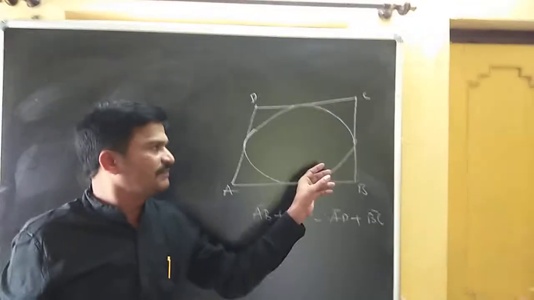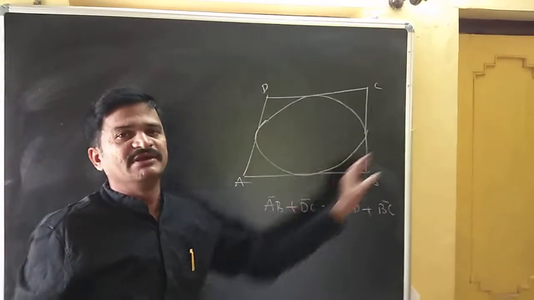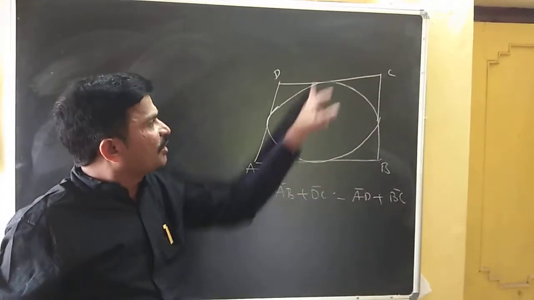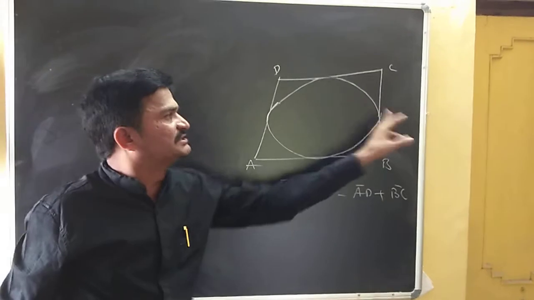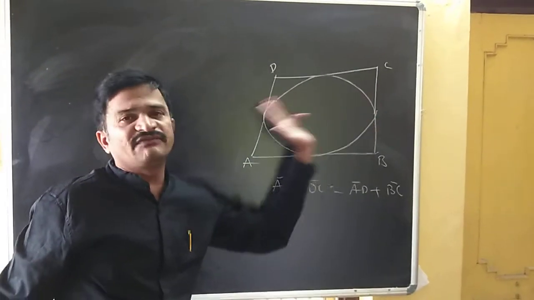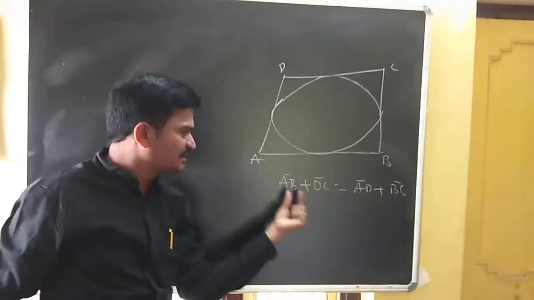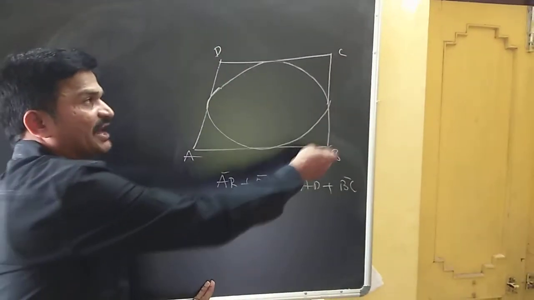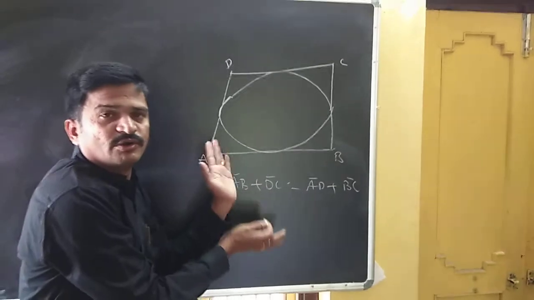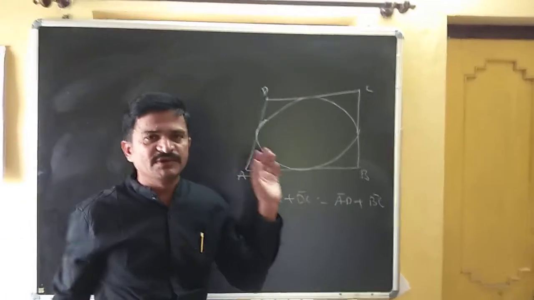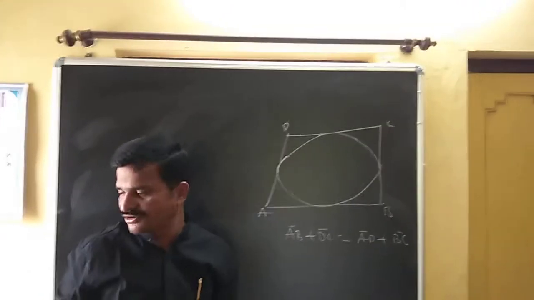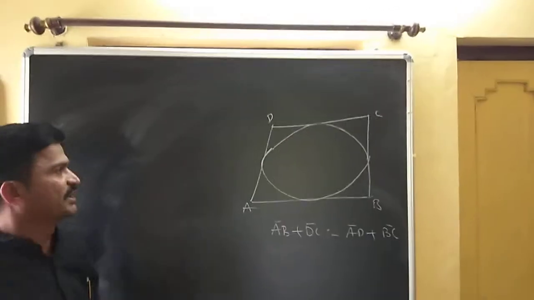What is the question here? If any quadrilateral ABCD is circumscribed in a circle, then the sum of the lengths of opposite sides is equal to the sum of the lengths of the other opposite sides. That is nothing but AB plus DC is equal to AD plus BC. How are we going to prove this one? That is also very simple. Based on the points we have learned in our earlier classes, only that we are going to prove. How is it? Look here.